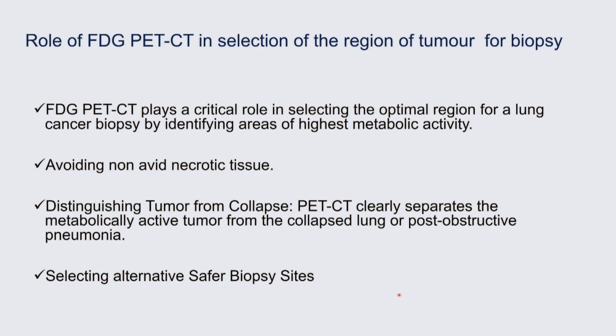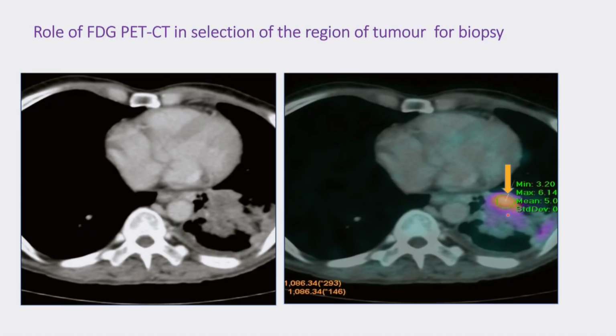FDG PET-CT can guide in selection of the region of tumor for biopsy. It plays a critical role in selecting the optimal region for a lung cancer biopsy by identifying areas of the highest metabolic activity, avoiding non-avid necrotic tissue. It can distinguish tumor from collapse. PET-CT clearly separates the metabolically active tumor from the collapsed lung or post-obstructive pneumonia and selects an alternative, safer biopsy site. Here we can clearly see the metabolically active site, so this will be the site of choice for biopsy.